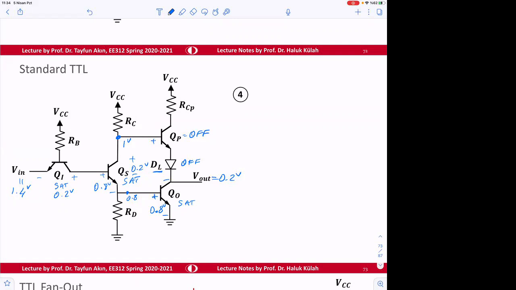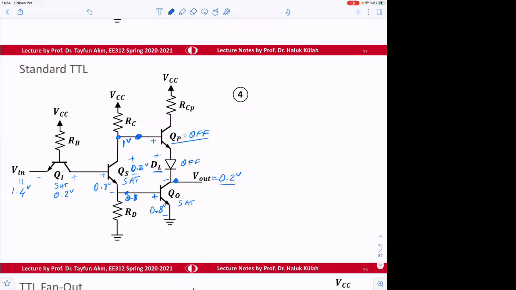So we say that when this is SAT 0.8 volt, this is SAT 0.2 volt, so this becomes 1. So for this case, we want to be able to turn off the QP, and in order to do that, that's the reason why we put this DL. Okay, so 1 volt and 0.2 volt, 1 volt is not enough to turn on both QP and DL.